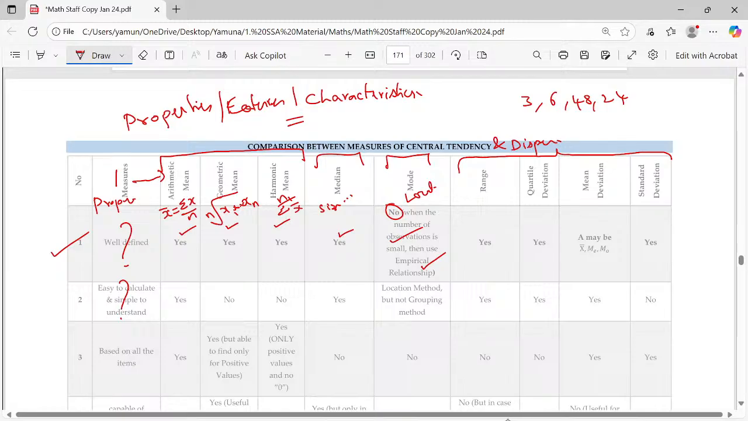Is it well defined? Whether the range is well defined? Yes. You find the largest value, find the smallest value, and subtract. It's quite easy. Quartile deviation also yes, but what about mean deviation? Mean deviation about A, we say. A can be mean, A can be median, A can be mode. So it's not properly defined. If I ask you to find mean deviation, we assume we are going to find it about the mean only, but it's not so. I can find it for mean, she can find it for median, another person can find it for mode or whatever it is. Standard deviation, yes, it's well defined.